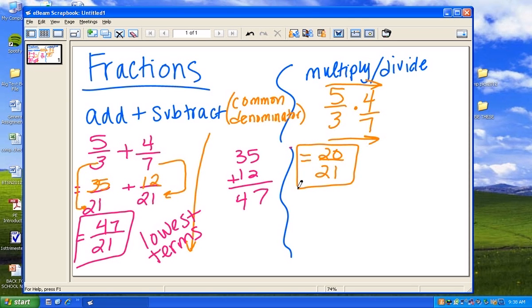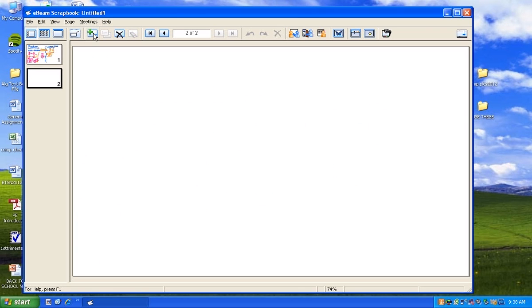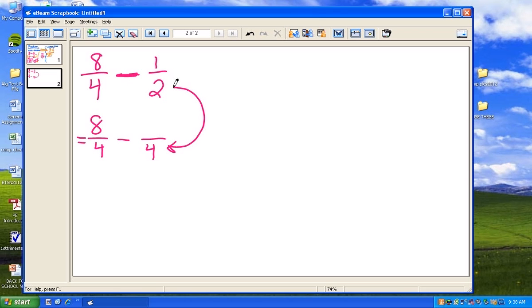Okay, let's try a new page. And this time I'm going to subtract. That's a minus. Okay, I have 8/4 minus 1/2. What do I do? What do you think, Sabrina? Find a common denominator. Okay, what denominator would you like to use? 4. You want to use 4. So this one's going to stay the same, and this one's going to change to a 4. So how do I go from this 2 to this 4? Tyler.